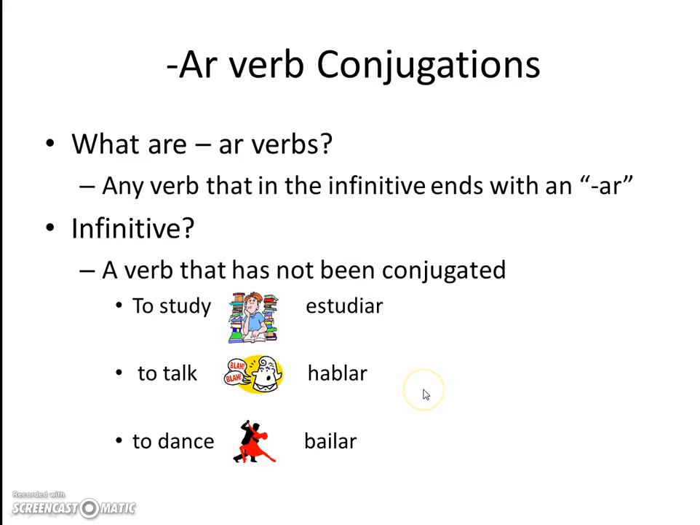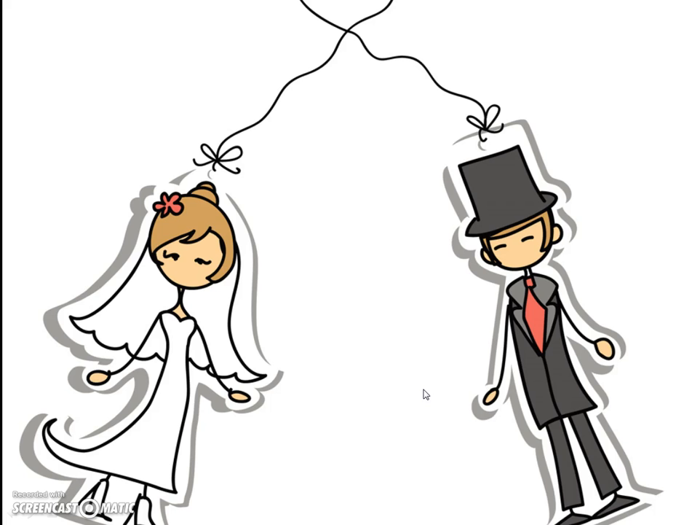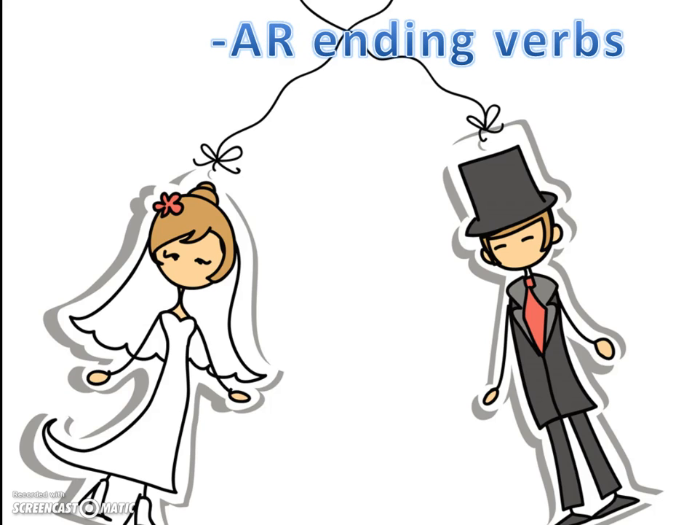Okay, so what's going on? Oh, it looks like we're being invited to a wedding. Yes, to a wedding for the AR verbs. So what happens in a wedding with that girl's last name or her ending? Yes, because conjugations of verbs equals marriage of verbs.